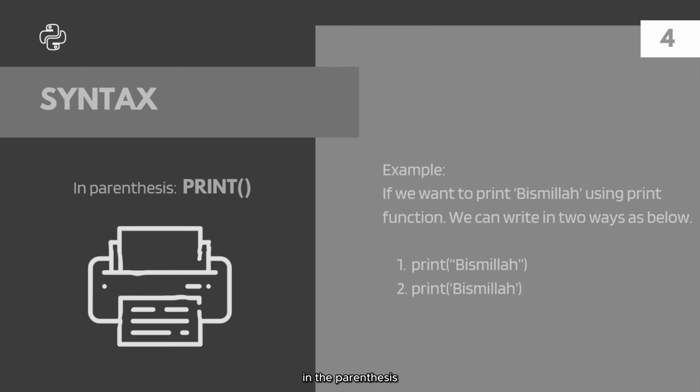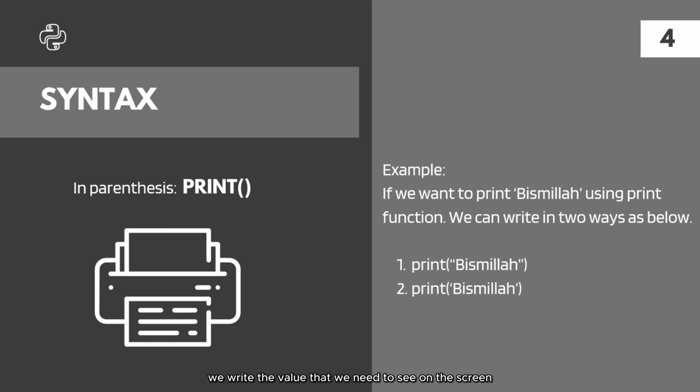In the parentheses, we write the value that we need to see on the screen. This value must be enclosed in double or single quotation marks. For example, if we want to print the text Bismillah using the print function, we can write it in two ways as below. The first way is to write it in double quotation marks, that is print parenthesis, and under the parenthesis there is a text with the double quotation marks. And the second way is to write it in single quotation marks. Again, the function name print parenthesis, and under the parenthesis you write the text with the single quotation marks.